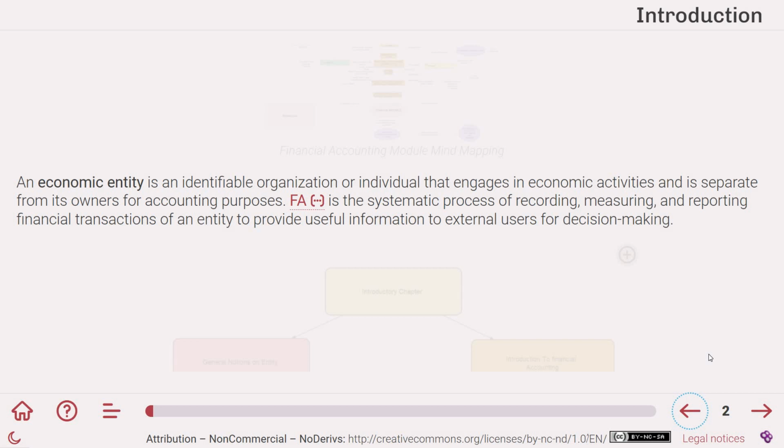that has economic activities, where they use financial accounting to generate financial information about the efficiency, or financial efficiency, of its economic activities.